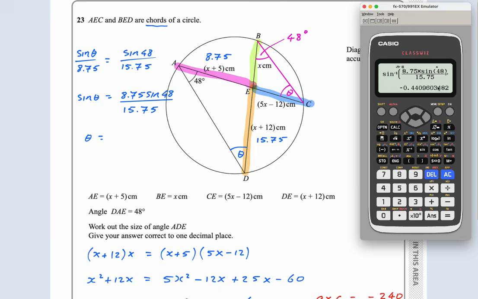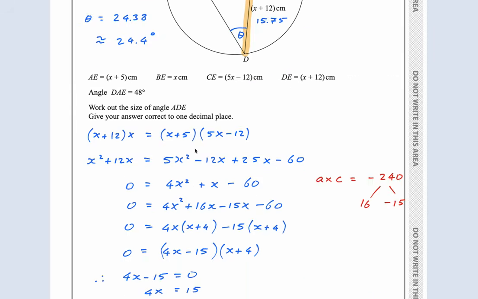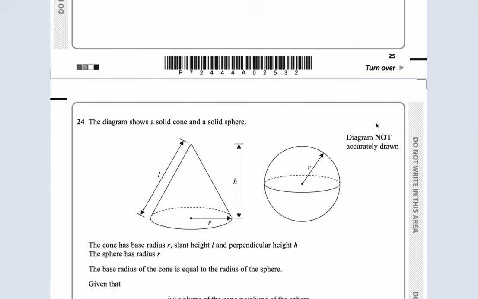Okay, so let's do this again. There, so it's 24.38. He says give your answer to one decimal place, so that would be 24.4 degrees. Okay, so down here, 24.4.